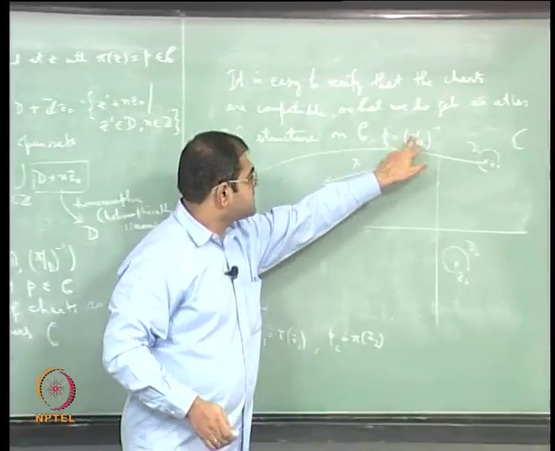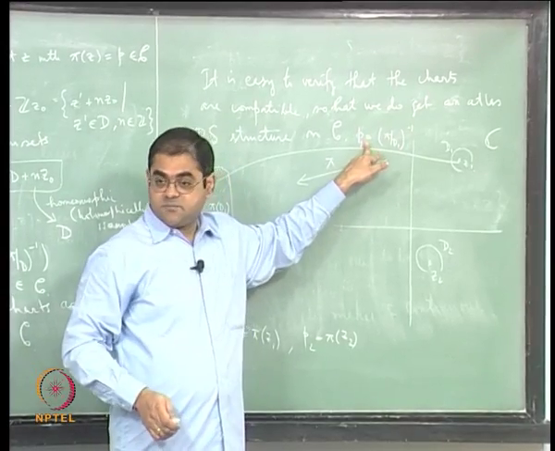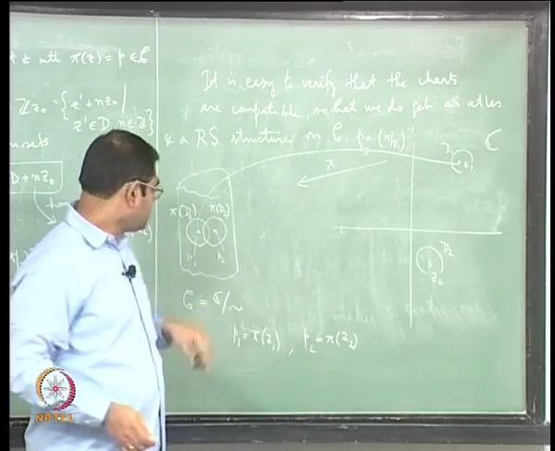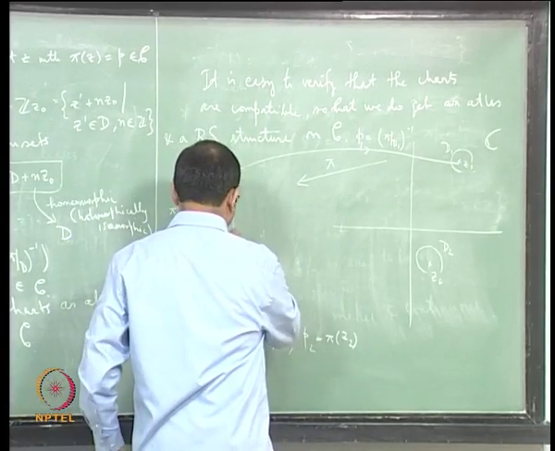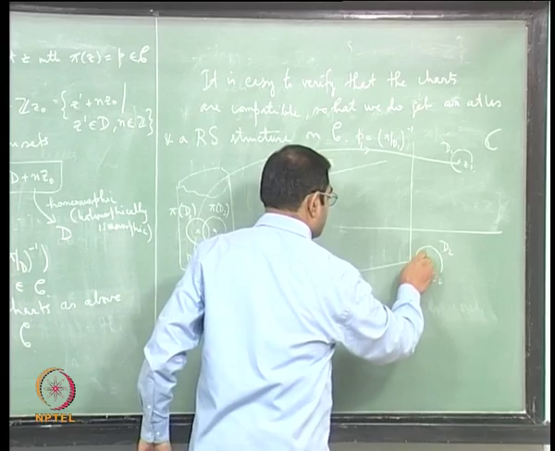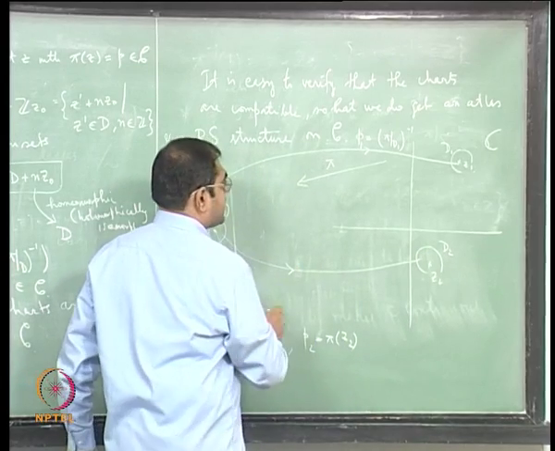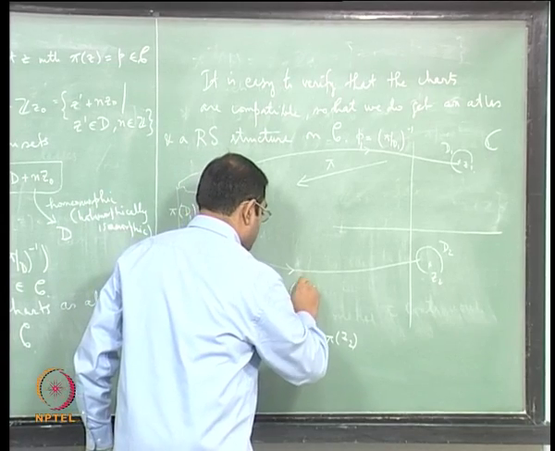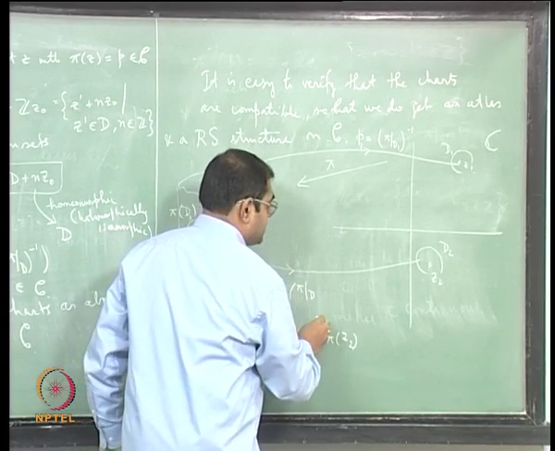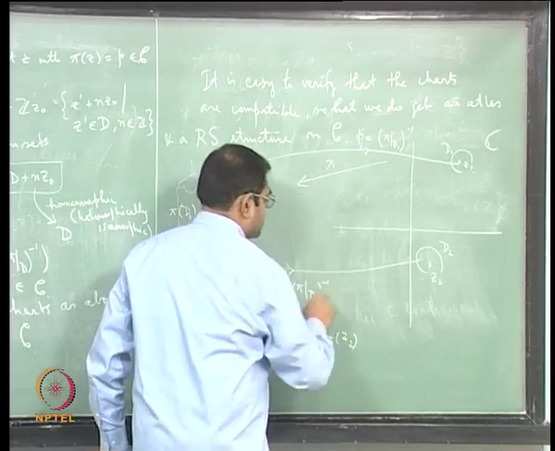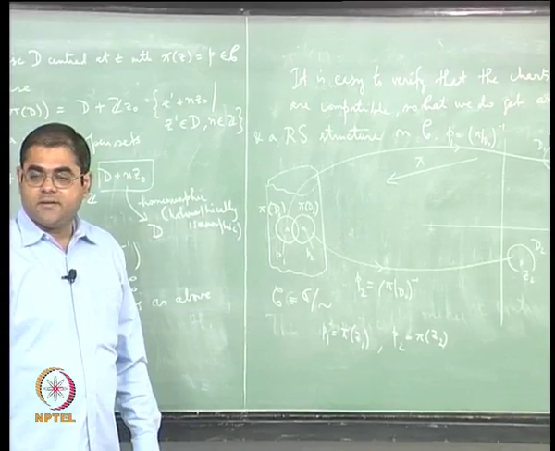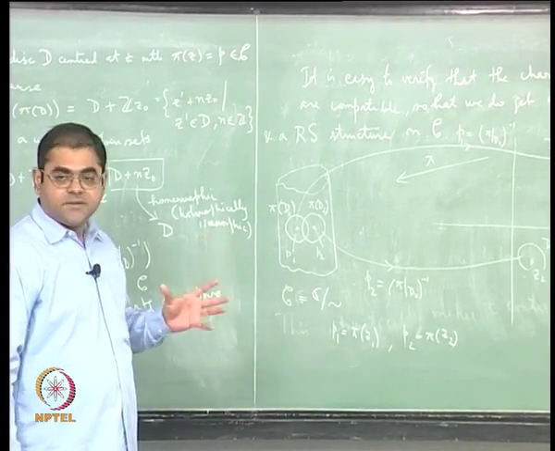So pi restricted to D1 inverse, if I call it phi1, is a homeomorphism from pi of D1 to D1. Similarly I will get another homeomorphism like this. This homeomorphism is going to be phi2, which is pi restricted to D2 inverse. And what is the condition that I will have to verify?